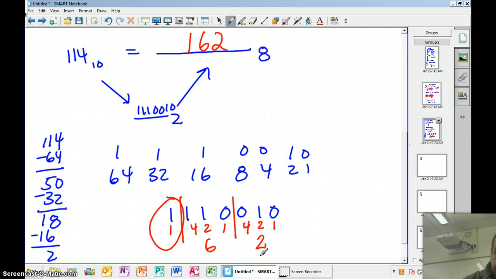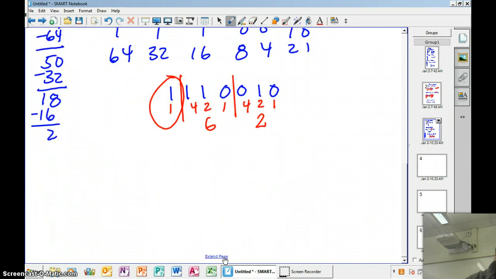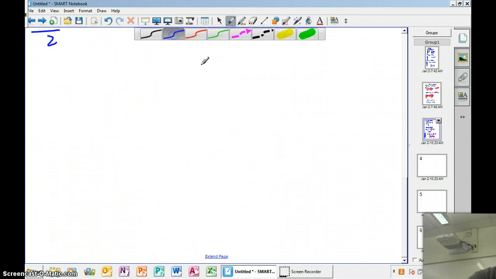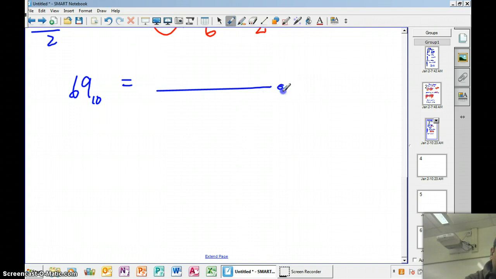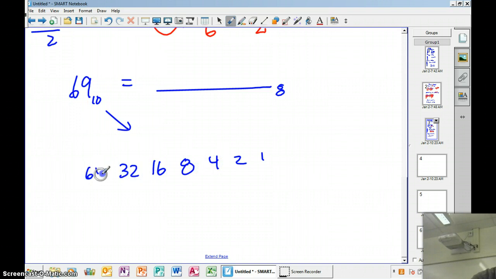Let's try another one. Let's go with your favorite number, why not? Let's go 69 in base 10, and now we're going to go to octal. So 69 in binary. If we go to binary as our middle source, using the ratio table 1, 2, 4, 8, 16, 32, 64, it's 64 and 5. So that's our 69 in base 2.